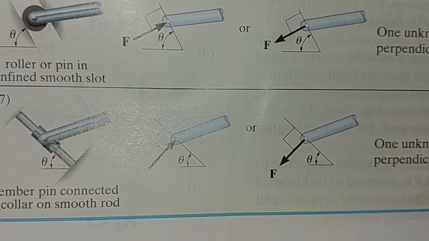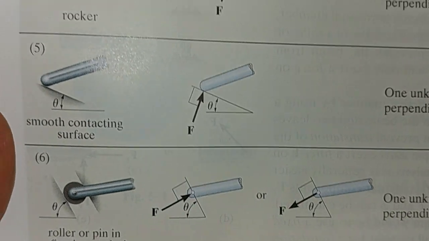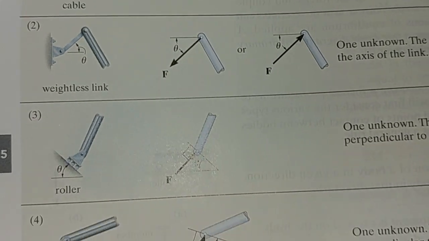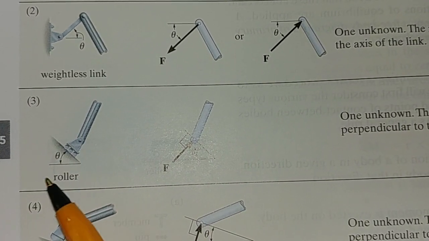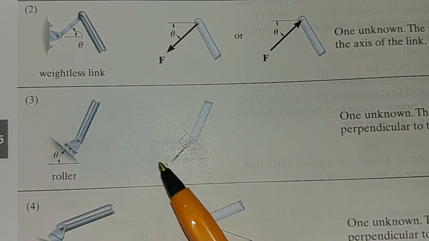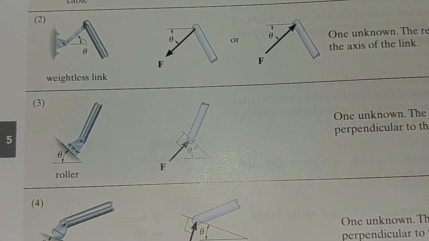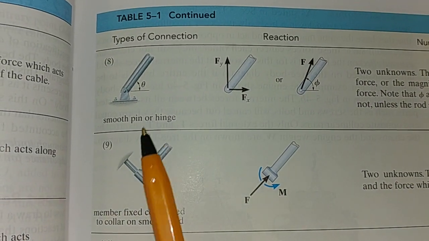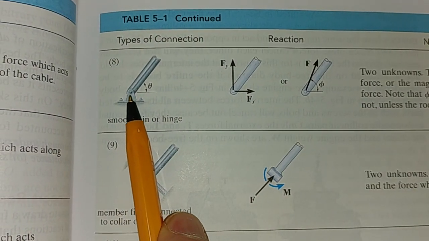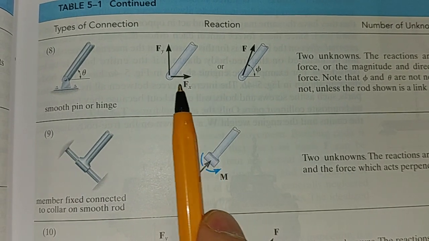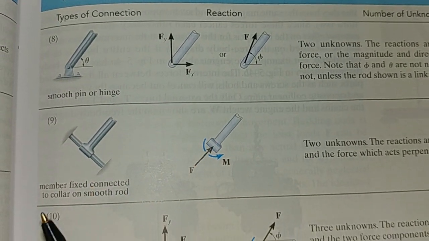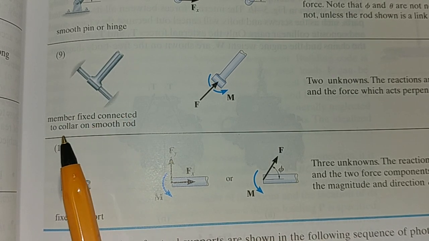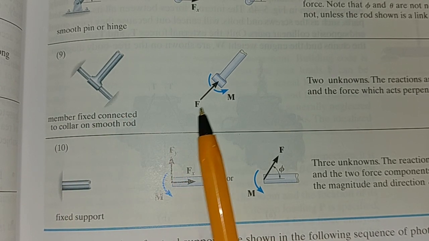Roller and a pin. Okay, so some very important ones which you need to take note of. Well, they're all important, but a roller, very important. How do I replace this kind of reaction with a reactive force, like we just discussed? Some more important ones, a pin. We want to replace this connection with a reaction force. We can replace it with an X and a Y force reaction. What about a member fixed, connected to a collar on a smooth rod?